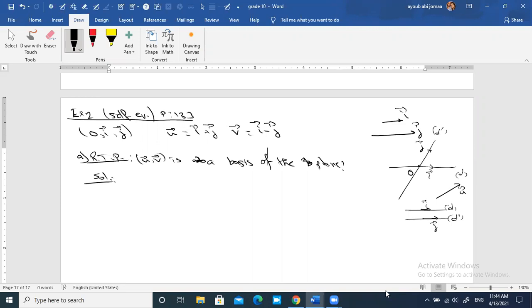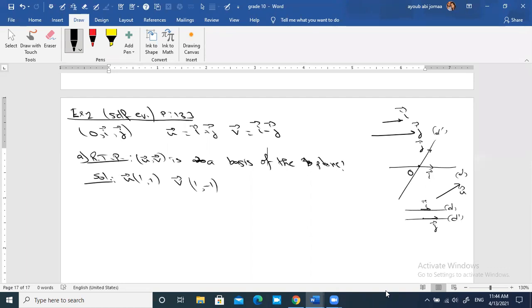Right. So here u is i plus j, and v is i minus j. In order to prove that u and v form a base of the plane, you have to prove that u and v don't have the same direction. Don't forget that vector u has the coordinates (1, 1), and vector v has coordinates (1, -1).